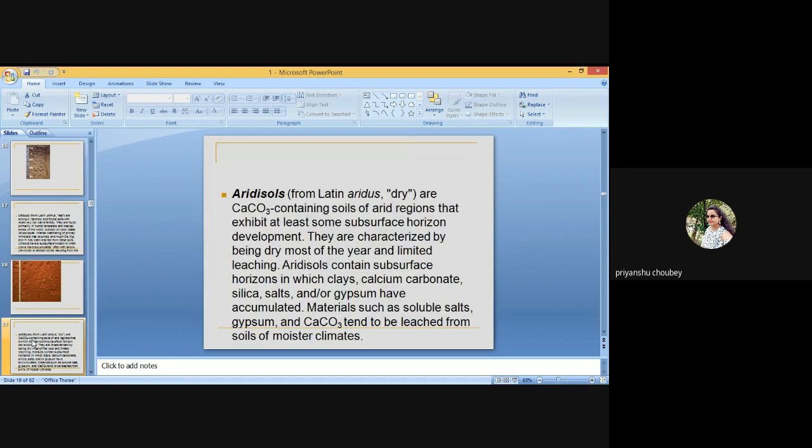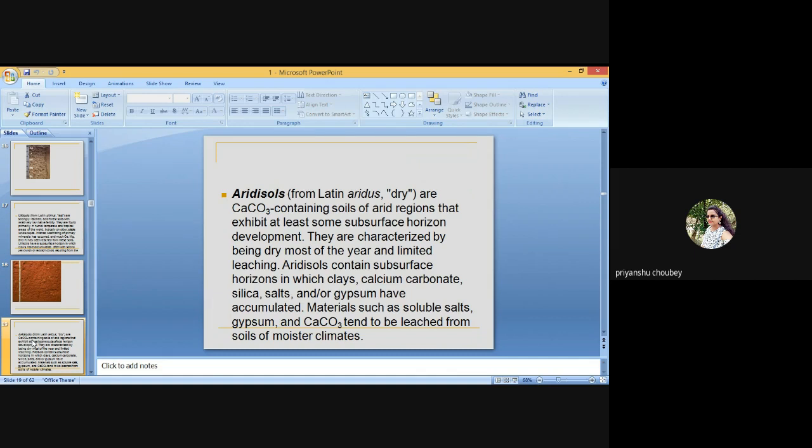Next one is the aridisol. Aridisol is also a Latin word. It comes from aridus. Aridus means dry. Aridisols are found in arid and semi-arid climates, dry for most part of the year. They show salt accumulation on the surface and subsurface, with silicate, gypsum, and calcareous horizons, found in the western and northwestern parts of India.